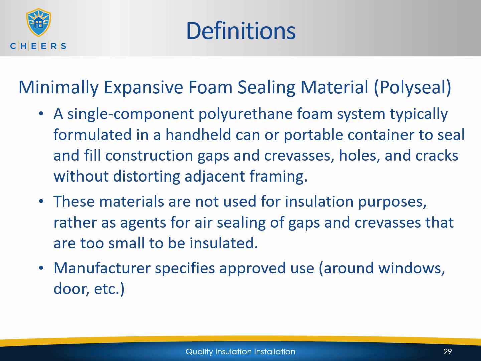Minimally expansive foam sealing material, or polyseal. It's a single component polyurethane foam system typically formulated in a handheld can or a portable container to seal and fill construction gaps, crevices, holes, and cracks without distorting adjacent framing. These materials are not used for insulation purposes, but rather as agents for air sealing of gaps and crevices that are too small to be insulated. The manufacturer specifies the approved use, for example, windows, doors, etc.